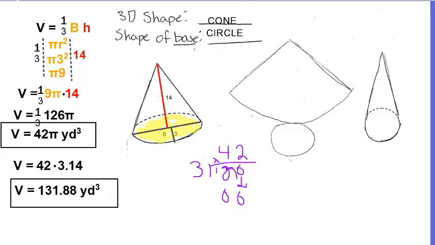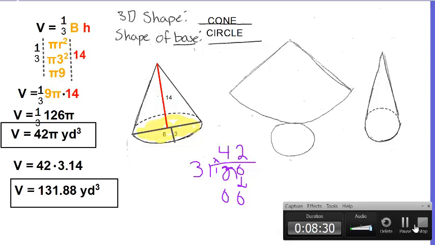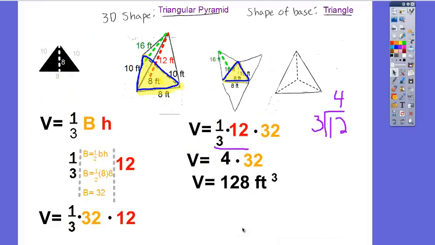So now volume equals 4 times 32. And 4 times 32 is 128 cubic feet. So 128 cubic feet, and that is all.